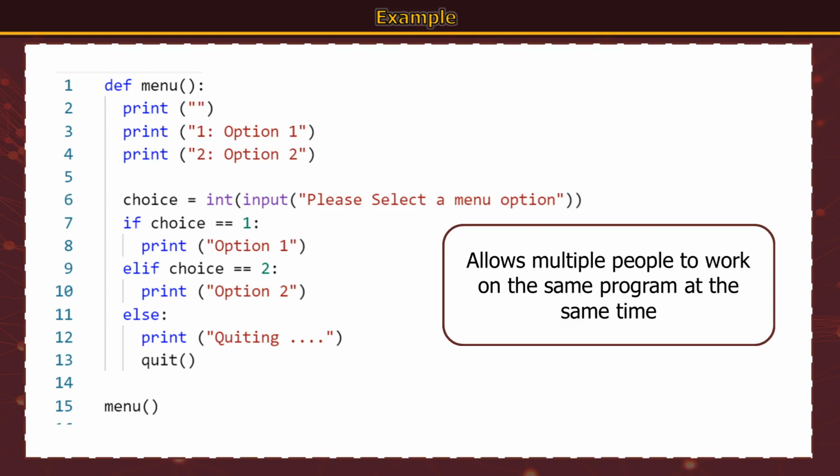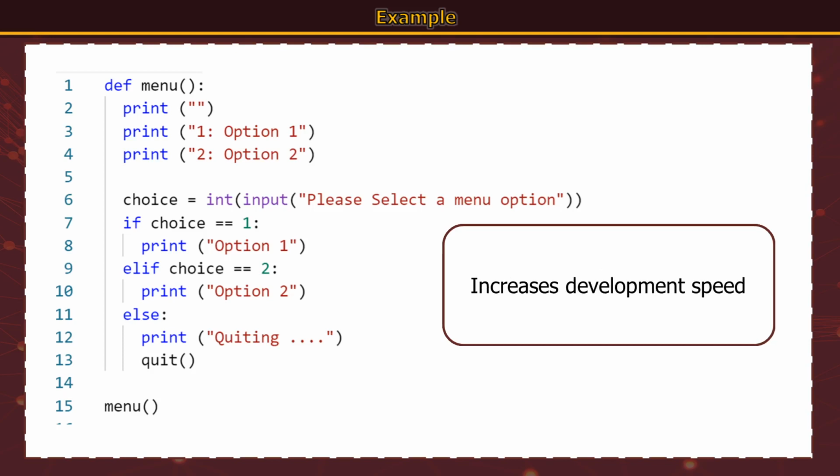It allows multiple people to work on the same problem. Well, this is great because it means that I can work on the menu while somebody else works on maybe the user generator, or somebody else works on collecting the information from the users. This is particularly good when you've got a tight time frame. It also speeds up the development time.